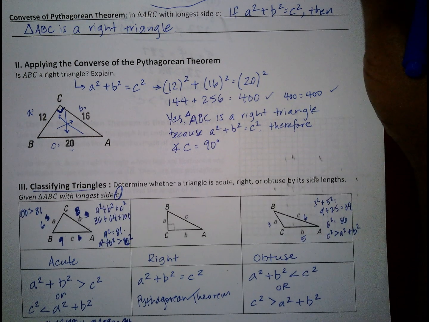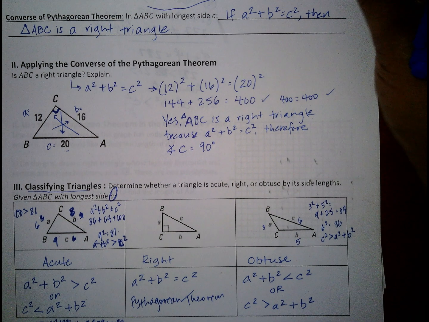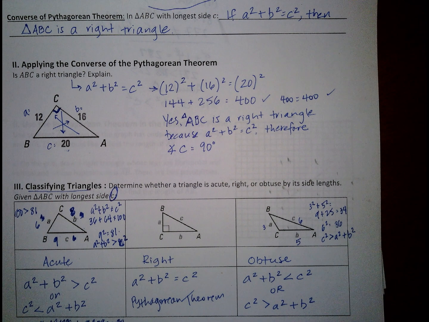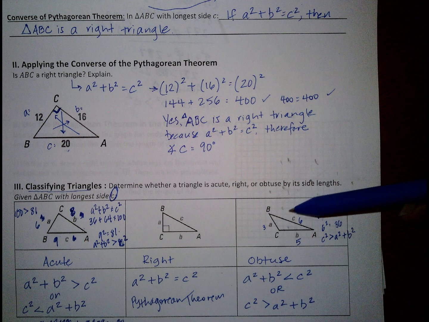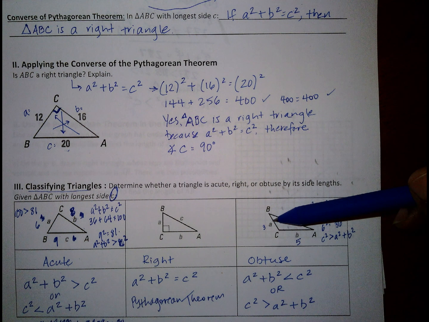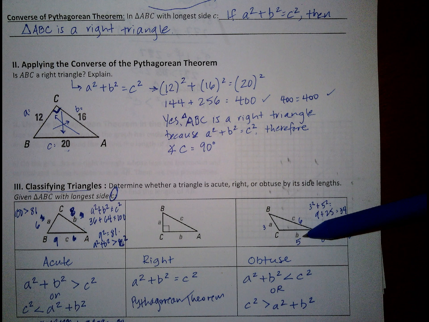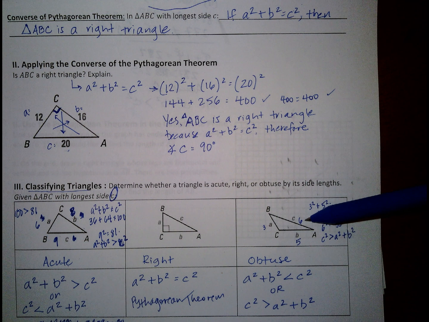Let's talk about obtuse triangles. So it's basically the opposite. If you take your two shorter sides, square them and then add them up, and they're less than the longest side squared, then you have an obtuse triangle. For example, I made side A 3 units in length, I made side B 5 units in length, and then side C 6 units in length.